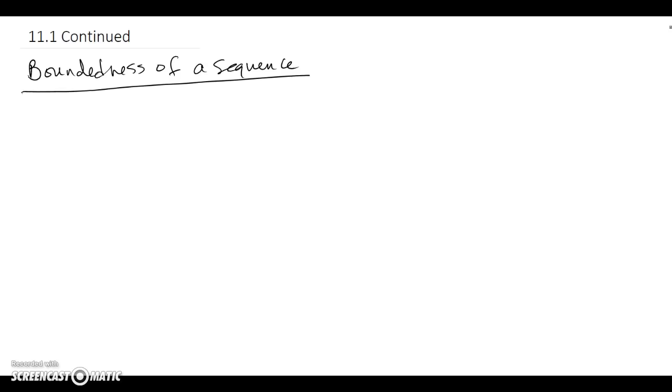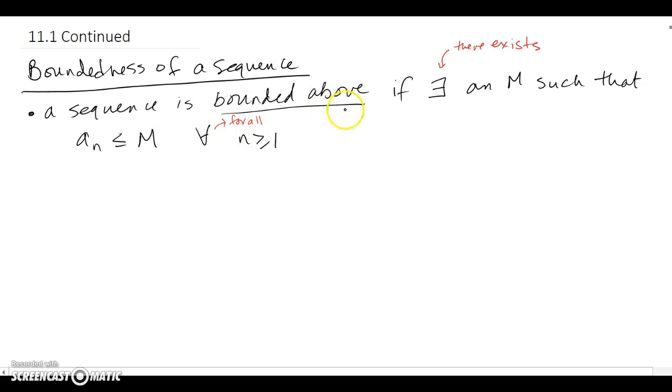Okay, let's talk about boundedness of a sequence. What does it mean for a sequence to be bounded? First, we look at two things. A sequence is considered to be bounded above if there exists an m such that a sub n is less than or equal to this m for all n bigger or equal to 1.